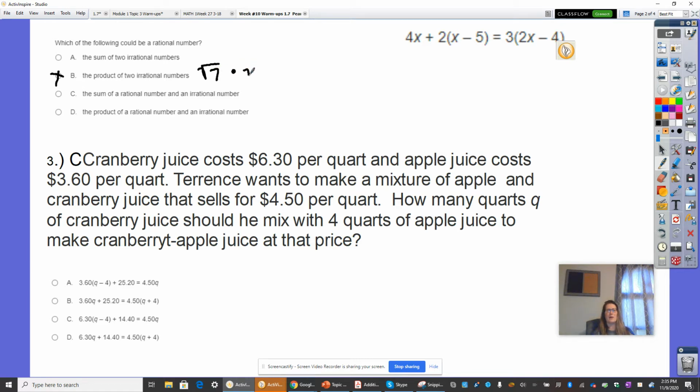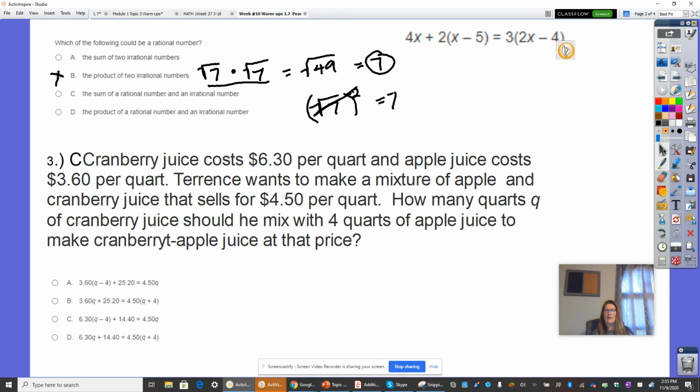It's not a perfect square. And if I multiply that by the square root of 7, which is also irrational, I get the square root of 49, which is in fact 7. Also, if you think of multiplying a number by itself as squaring it, the square root of 7 times the square root of 7 means the square root of 7 squared, which are inverse operations, and that just equals 7.